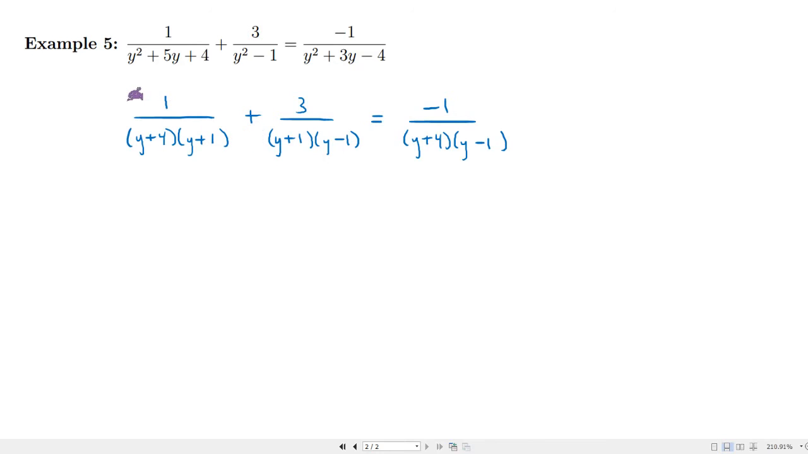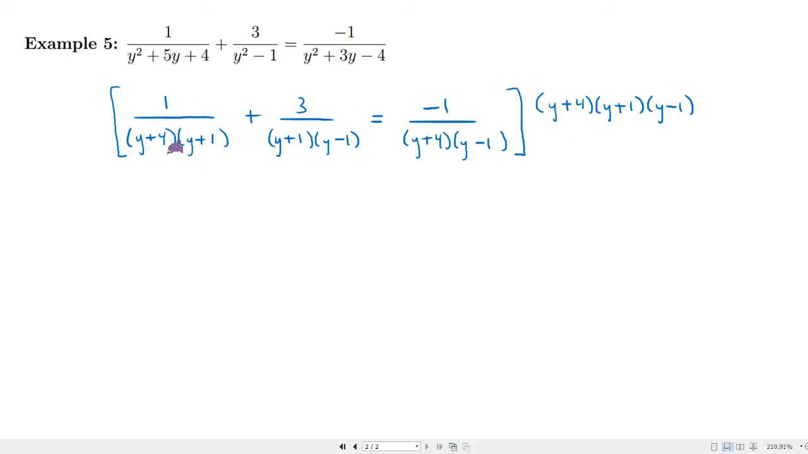Okay, so we definitely know that we're going to have to multiply by those three: y plus 4, y plus 1, y minus 1. But are we missing any more? We would have to add in the y minus 1 here, but there's nothing else new introduced from this one. So this would only be missing the y plus 4. This is only missing the y plus 1. So this is the least common denominator, right? So we'll multiply by that, and we'll get a simplification.